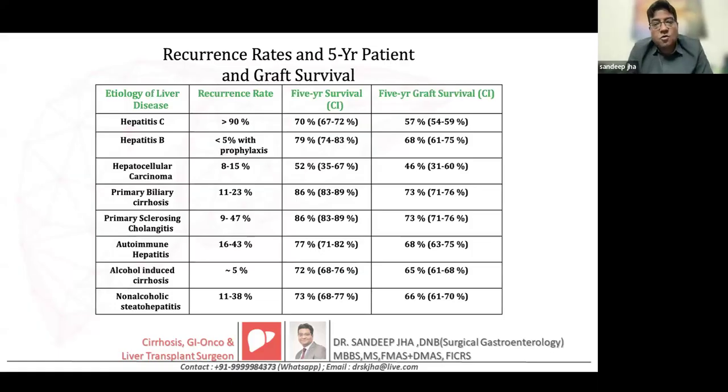So this is a chart showing a few problems that have recurrence, because we do the transplant for cirrhosis, but hepatitis B can come back.